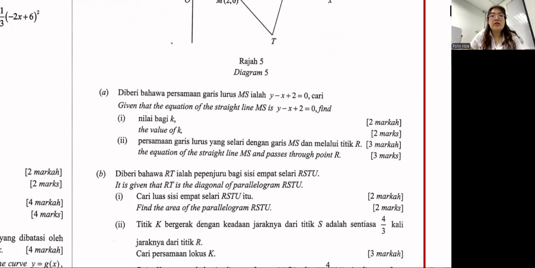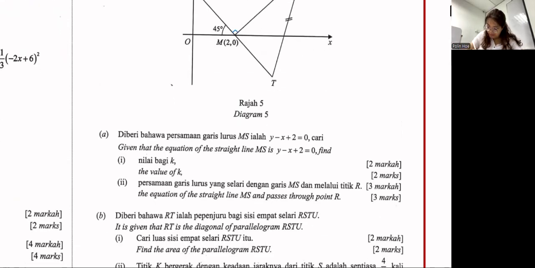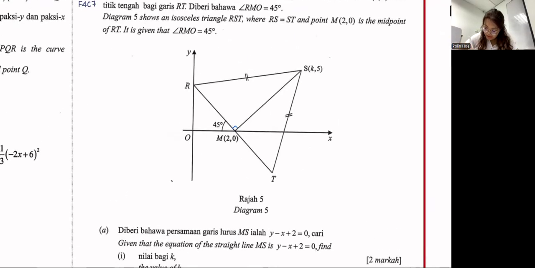Let's look at part 2. Find the equation of the straight line that passes through point R. They missed out the question here, it is not perpendicular, it is parallel to MS. So I want one equation that is parallel to MS and passes through point R. When this straight line is parallel to MS, I move up and it passes through point R. I want to find the equation of this blue colored straight line.